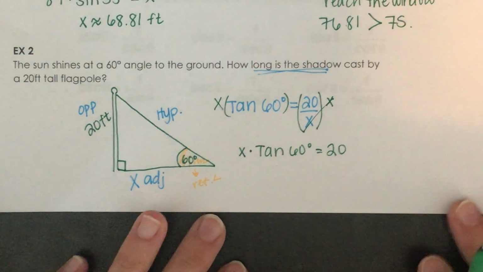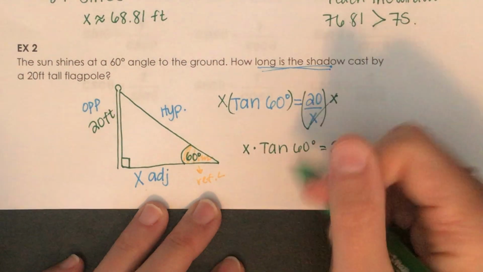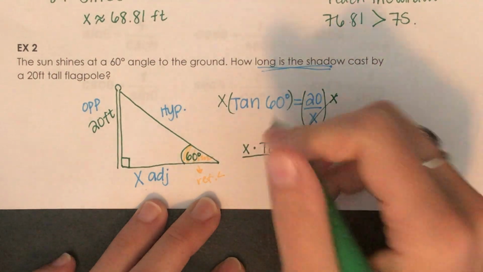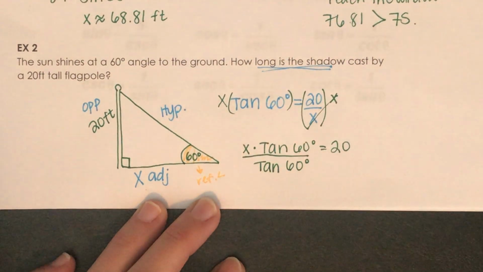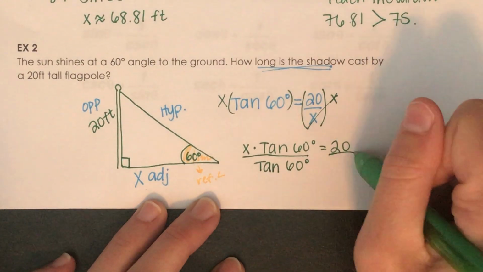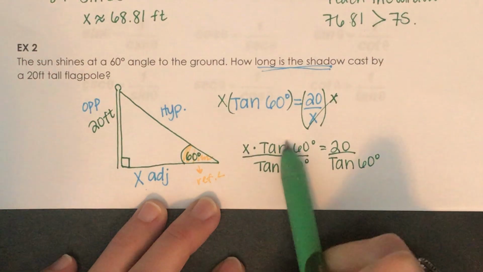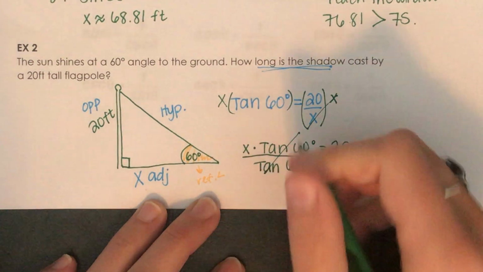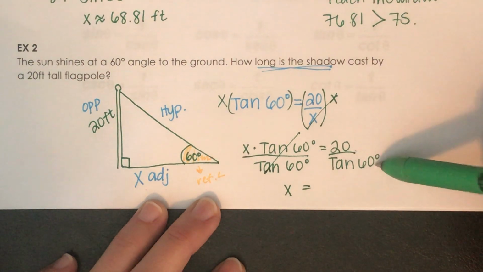Now I still don't have the x by itself. This is x times tangent. So to undo multiplication, I'm going to divide. I'm going to divide by everything that's not x. So that means I'm going to divide by the tangent of 60. Whatever I do on one side, I have to do on the other. These cancel. I'm left with x equals whatever 20 divided by tangent of 60 is.